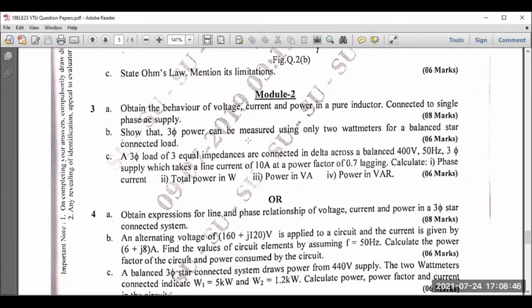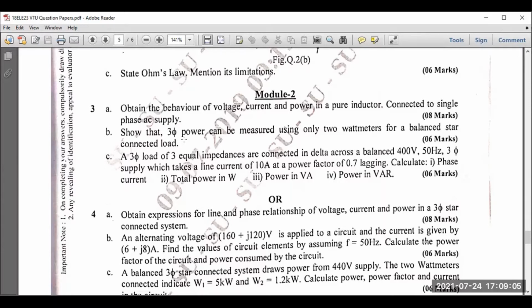Show that 3-phase power can be measured using only 2 wattmeters for a balanced star connected load. So first of all, draw the circuit diagram of the star connected system. Then do mention 2 wattmeters, and the connection should be proper. That circuit diagram has a weightage of 2 marks.